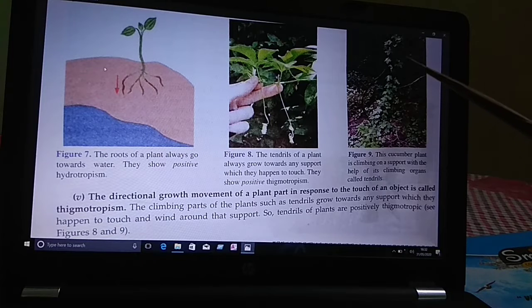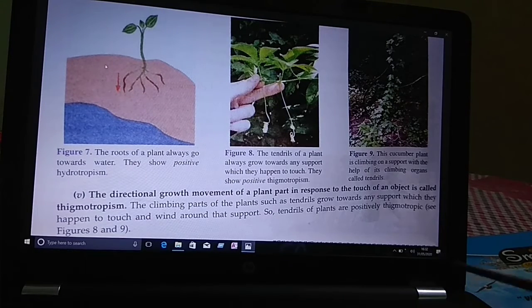You can see here the climbing organs at the branches. Here it climbs. So this is an example of thigmotropism.